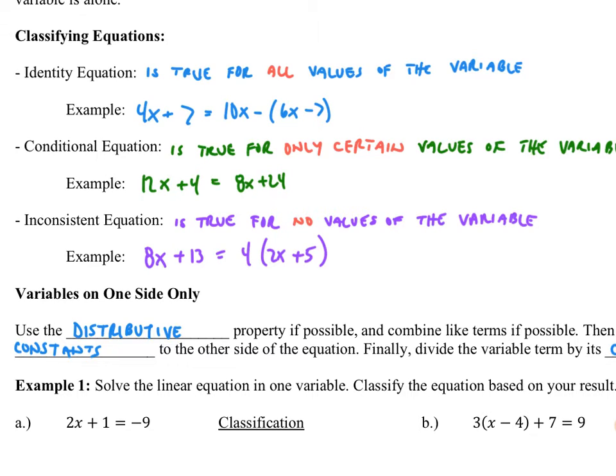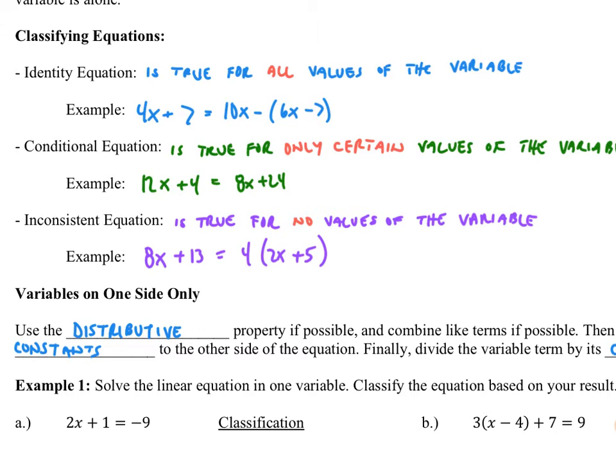So an example of an identity equation would be 4x plus 7 equals 10x minus the quantity 6x minus 7. All right, so how do we solve this? Over here we need to deal with this first, simplifying this, right? You always simplify an equation before you solve it. So right now we're using PEMDAS to simplify this. There's nothing for me to do inside the parentheses. There's no exponents. So I'm looking outside of the parentheses for any multiplication that needs to be done. So a little -1 right here. I'm going to distribute that through there.